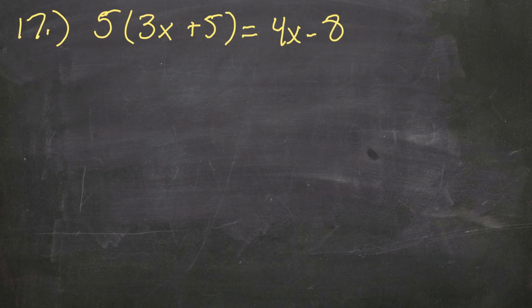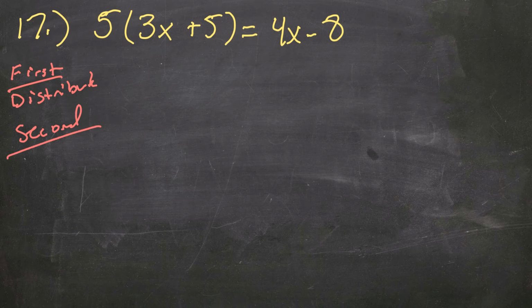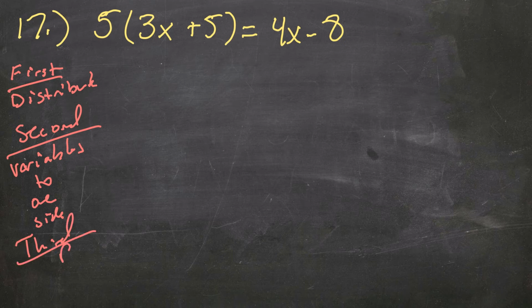Okay? So in this problem, the first thing you have to do is distribute. Second thing you have to do is move all the variables to one side. So variables to one side. Third, that's when you use PEMDAS backwards. Alright? So you have to do it in that order.